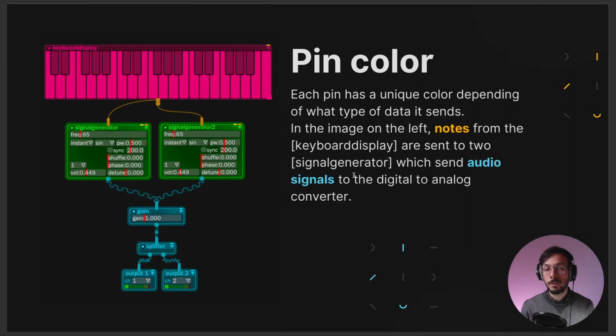Pin color is super useful to understand the data flow and how to structure your project. Each pin has a unique color depending on what type of data it sends out. The output of keyboard display is a note. So when we connect the keyboard to a signal generator, you can easily understand that we are going to set its frequency. Once we set the frequency inside the signal generator, we can take its audio output and send it to, like in this example in this image, the gain stage.